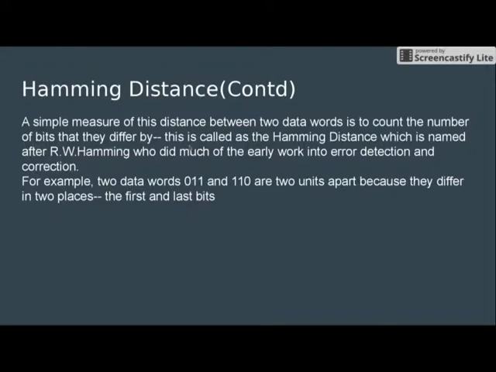This is called the Hamming distance. It has been named after R.W. Hamming, who did much of the early work into error detection and correction. For example, say there are two data words, 011 and 110, which are 2 units apart because they differ in two places, the first bit and the last bit.